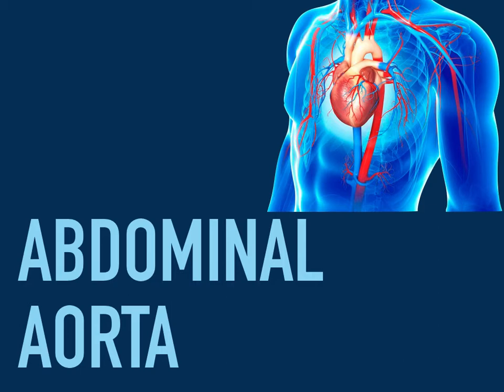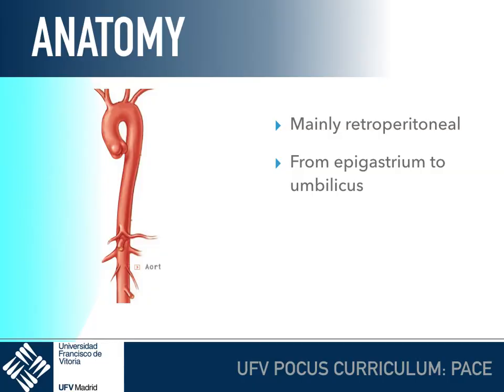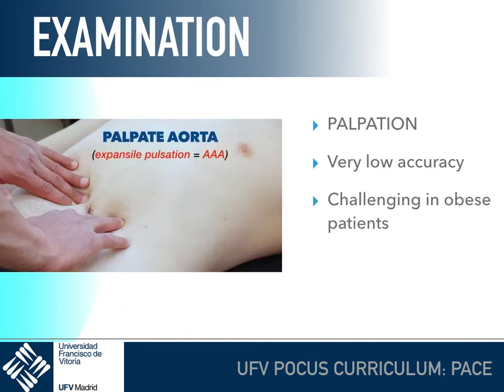Abdominal aorta. The abdominal aorta is really a challenge in our clinical practice because the anatomy is mainly retroperitoneal. The abdominal aorta runs from the epigastrium to the umbilicus, plus or minus, and for the physical exam we have really low accuracy. Because in obese patients we can miss up to 50% of abdominal aortic aneurysms, and in super skinny people we can think that the patient has an AAA, an abdominal aortic aneurysm, but what we are palpating is the normal aorta.